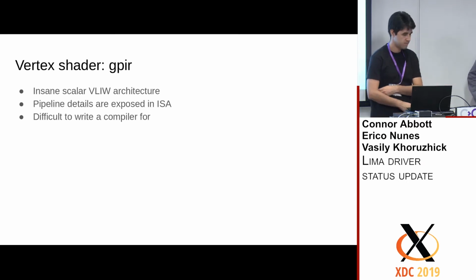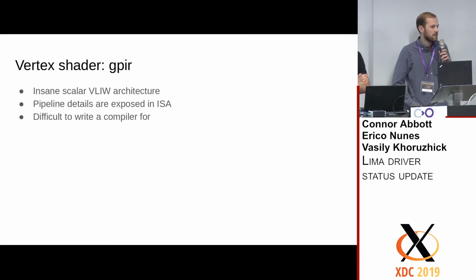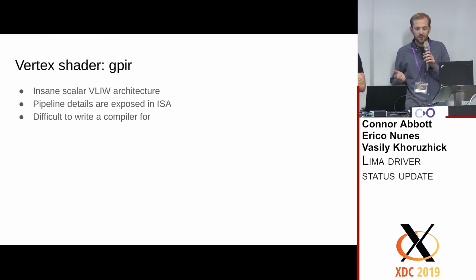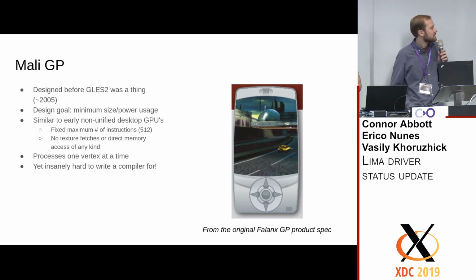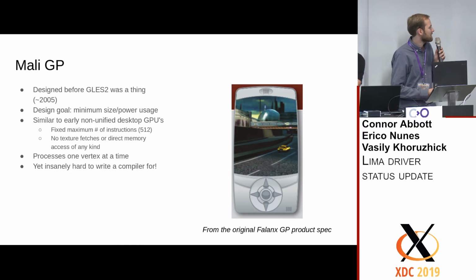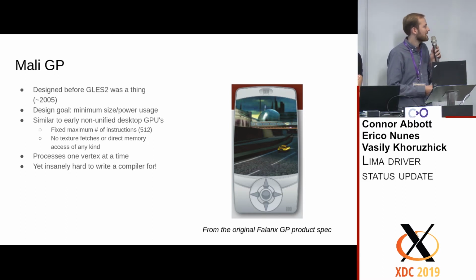Yeah, so the GP, the geometry processor, is the thing that runs Vertex shaders in the Mali 400 and Mali 450. It was designed a long, long time ago. So this is the phone of the future from the original design sheet that described the Mali GP. And as you can see, it's aged quite a lot. But amazingly, things are still shipping using this.